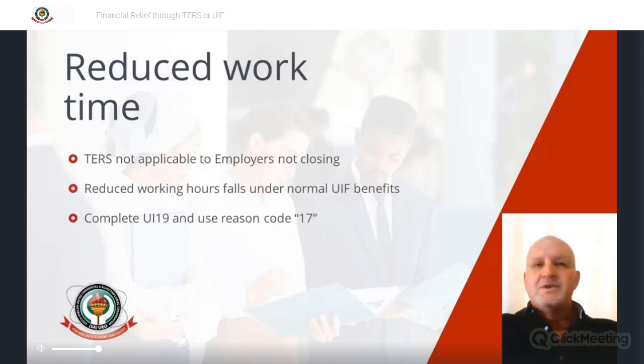Complete the UI-19 and all supporting documents like you would normally do for a UIF claim, but in this case, you would use the reason code 17 if you file a claim for reduced work time. Just to summarize, this means that you are still working, but your employees are not working the full 45 hours a week. You've reduced their working hours maybe to 2 days a week or 20 hours a week, which means they will then qualify for this benefit.